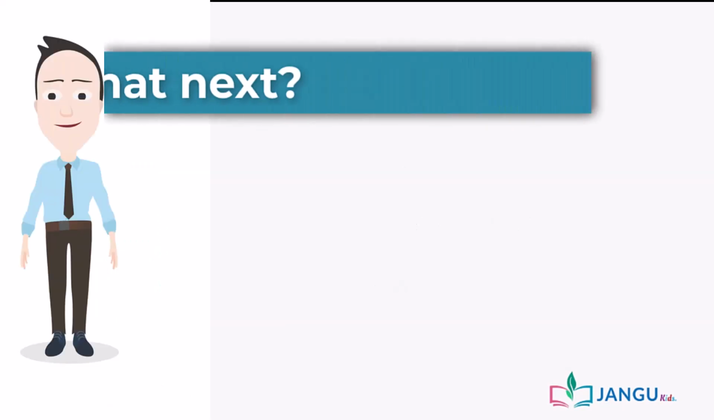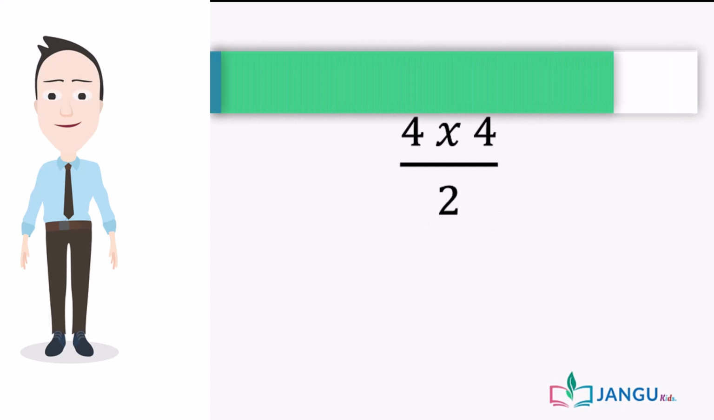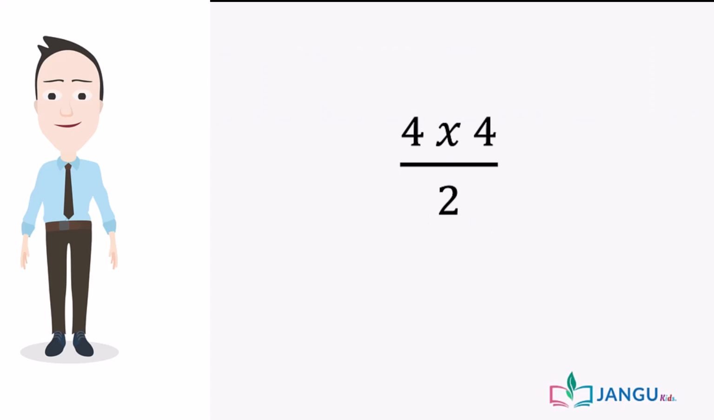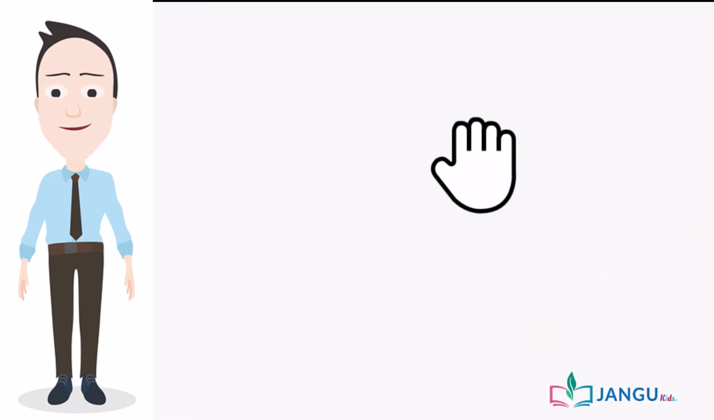What's next? Divide both sides by 4. Therefore, d is equal to 16 divided by 4, which is 4. To cross-check, we substitute with 4 and solve. 4 times 4 divided by 2, 16 divided by 2 is 8. Our answer is correct. Good job.